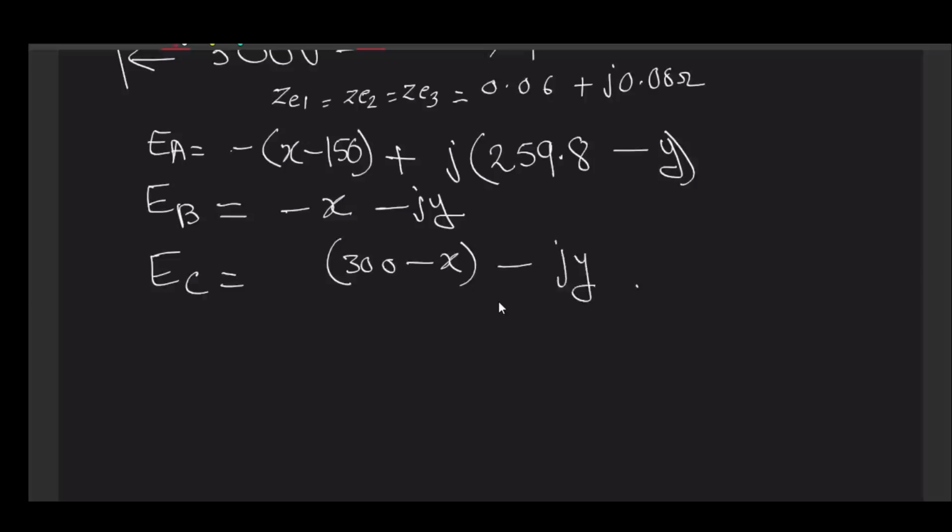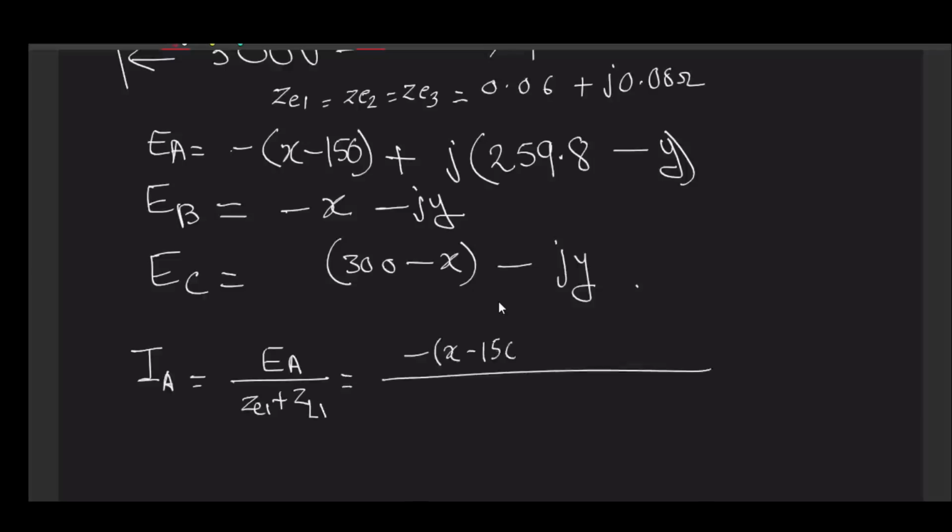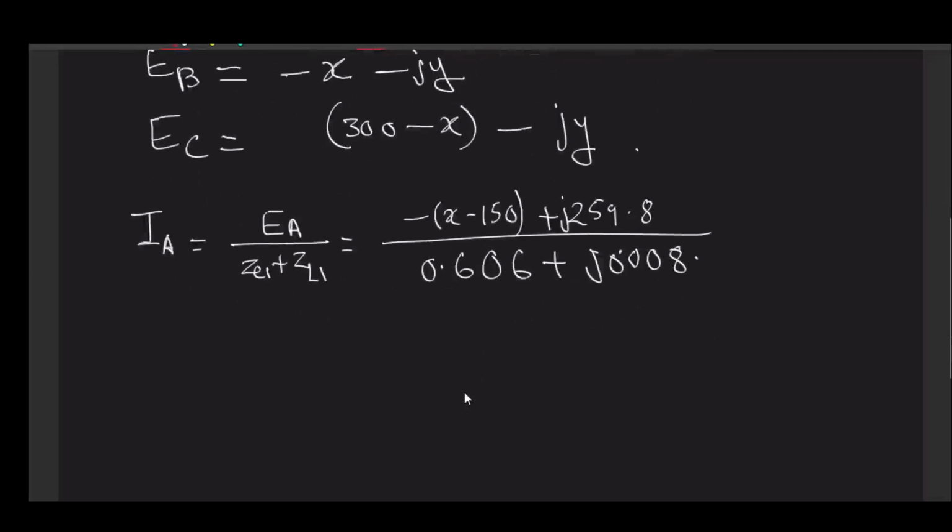So now accordingly we can find out IA. It is EA by ZE1 plus ZL1, so that is minus X minus 150 by J259.8 by, this will be 0.606 plus J0.008, right? Similarly, you can find out IB.